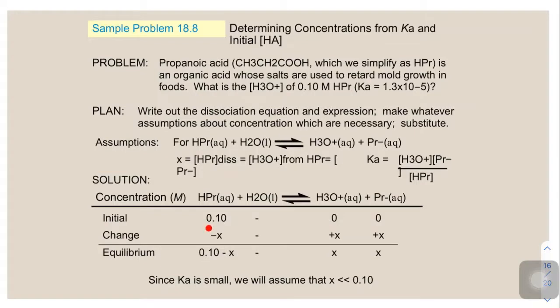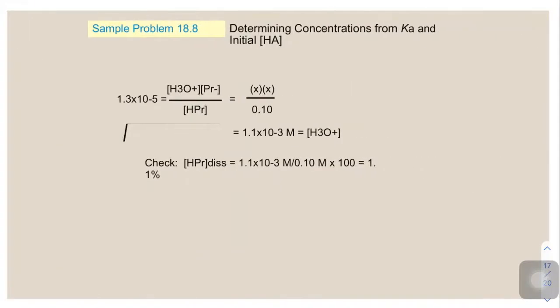At equilibrium, 0.1 minus x for HPr, x for H3O+, and x for Pr minus. The question asks us to calculate the concentration of the H3O+, which means we have to solve for the x value. When we look at the Ka that is given, 1.3 times 10 to the negative 5, this is a very small Ka value, so we can assume that 0.1 minus x is almost equal to 0.1. So the x can be neglected during our calculation.